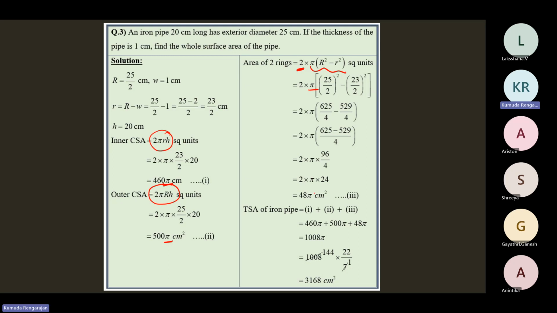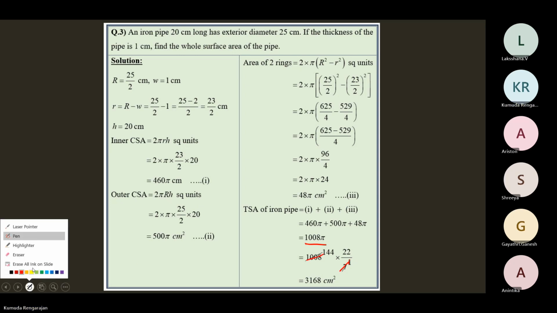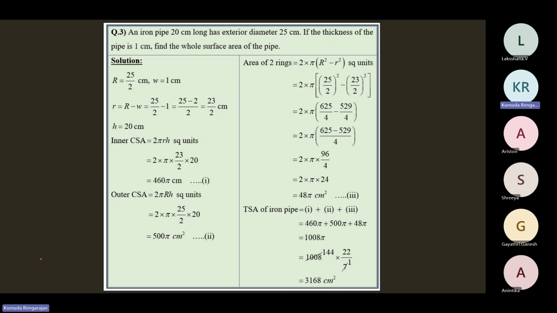And then TSA is equal to the answers we got in 1, 2, and 3. So that is 1008 pi. Now, once for all, I've used the value of pi, 22 by 7. Then you can see I've cancelled 7 ones are 7. So this is about finding the surface area for a pipe.